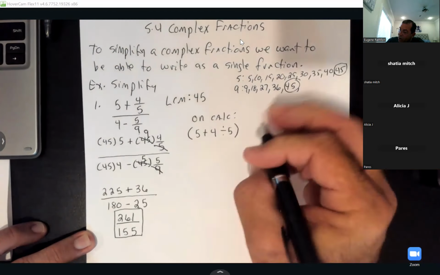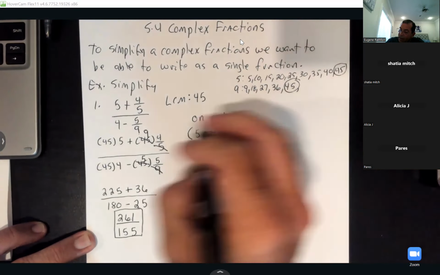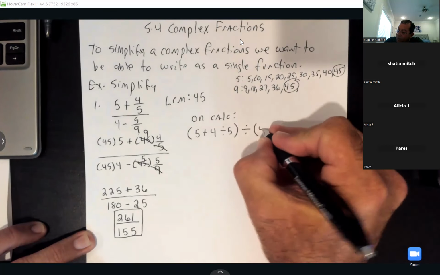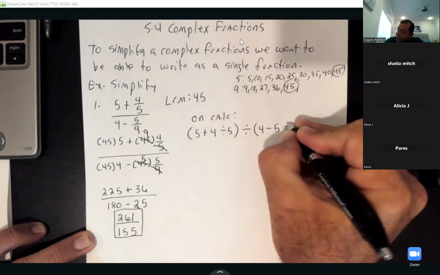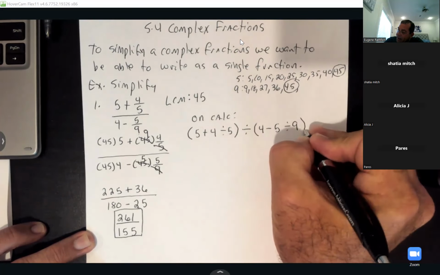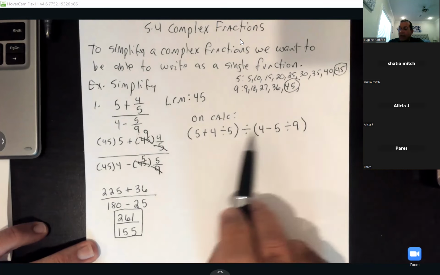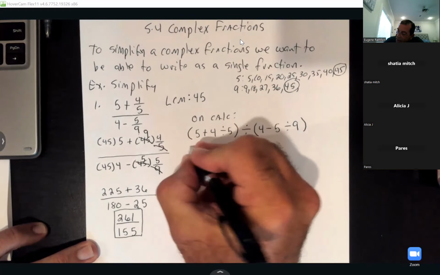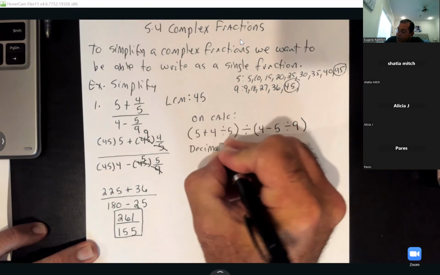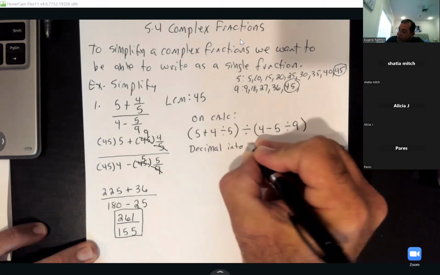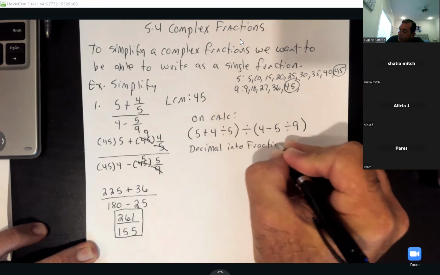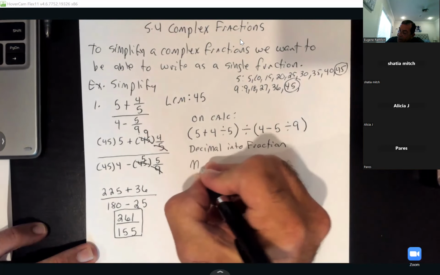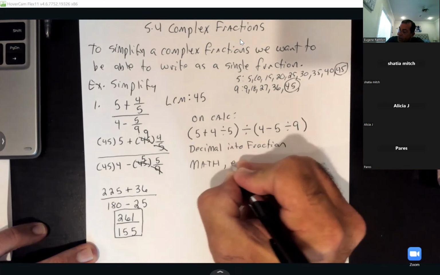And then remember that the fraction bar represents division. And then open up the parentheses for the bottom and have 4 minus 5 divided by 9. Close parentheses. When you do that, you're going to get a decimal. So to turn a decimal into a fraction, remember, MathXL only wants our answers as a fraction, you would hit the math button and then enter twice.